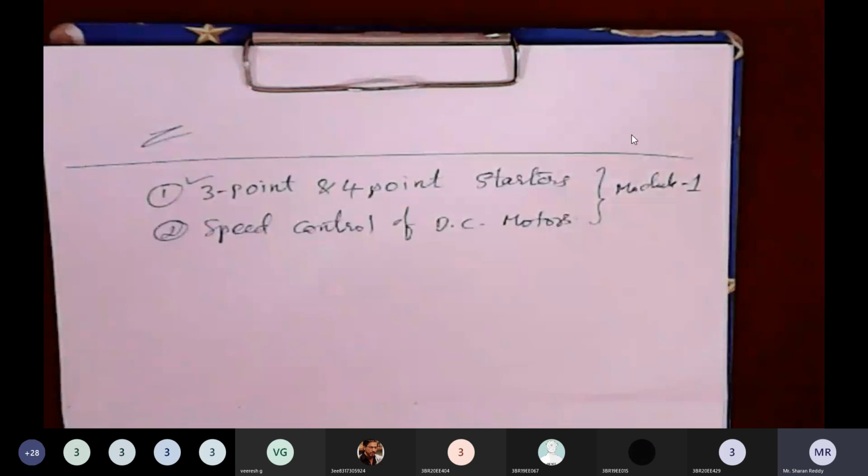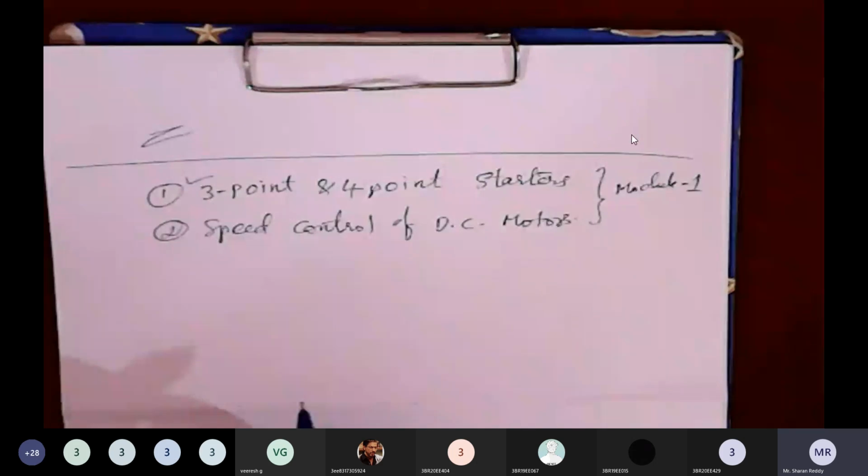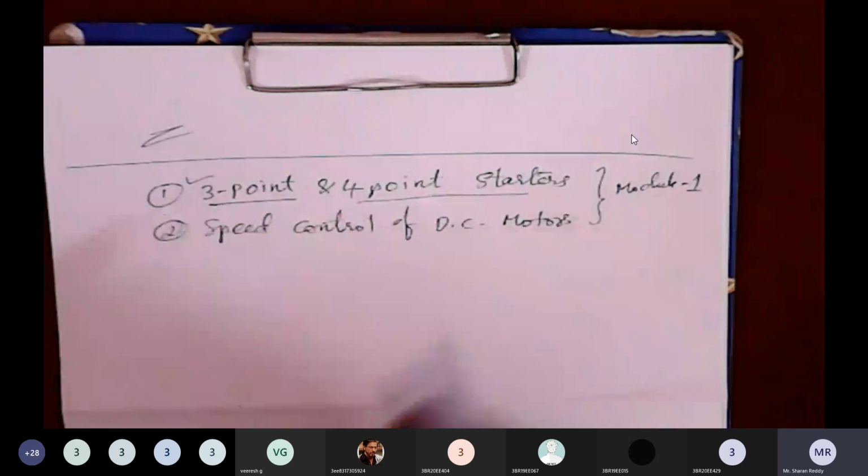Module 2 we have completely covered, nothing is left, and in Module 3 only one question is remaining. In Module 1 some portion is left over, two topics. In today's class we'll discuss the 3-point and 4-point starters of a DC motor.